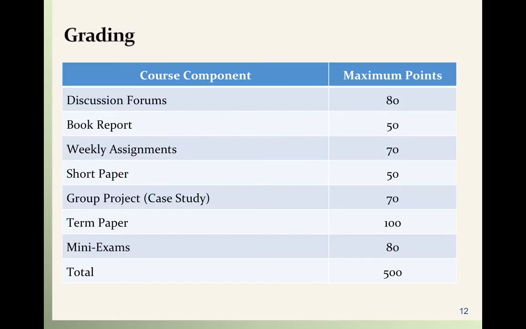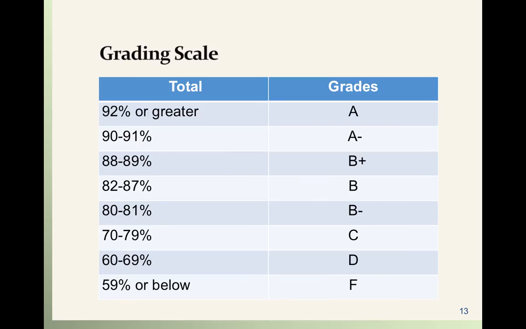So here's the grading, 80 points for discussion forum. Book report is 50 points, weekly assignment 70 points. There'll be a short paper for 50 points. The group project case study will be 70 points, term paper is 100 points, and then we'll have mini exams, which will be 80 points total. And so the total for the whole class is 500 points.